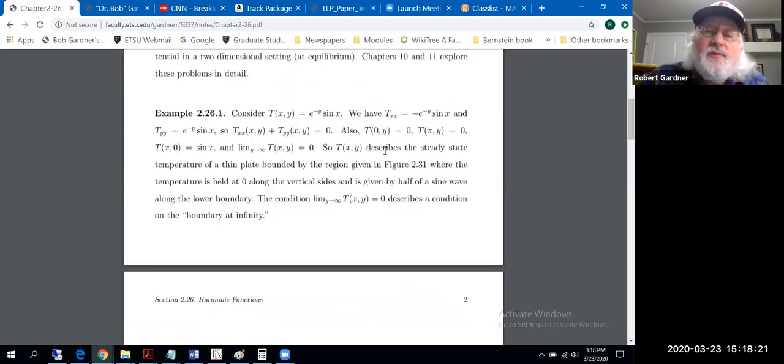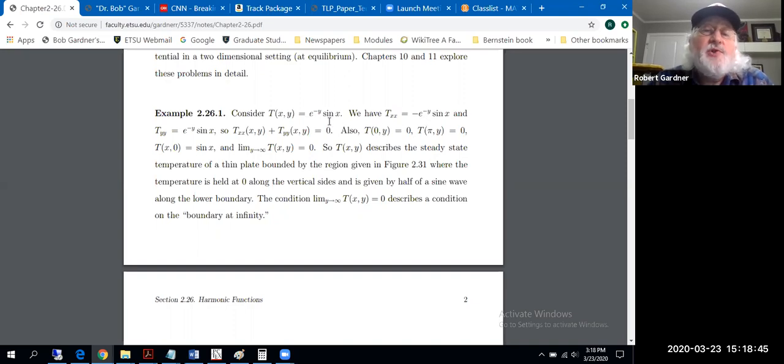As an example of a harmonic function, consider T of x, y equals e to the negative y sine x. We can take partials easily. Second partial with respect to x, we'll differentiate this sine function a couple of times, becomes a cosine and then a negative sign, returning the negative of what we started with.